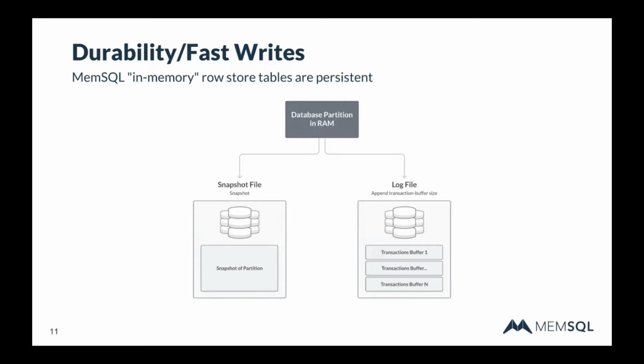So the way our persistence works for in-memory row stores is through two mechanisms. One is a snapshot. So periodically we take a snapshot of in-memory tables and write that out to disk on a partition-wise basis. And then for each partition of data, there's a log file, a write-ahead log file that we of course append to when we're doing updates to the data. So if you want persistence and transactionality, these things provide that. So you don't have to worry about losing data.